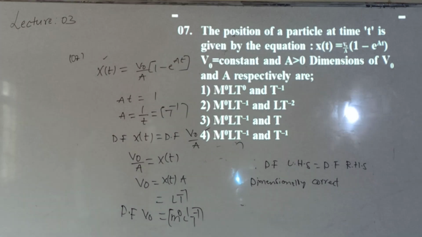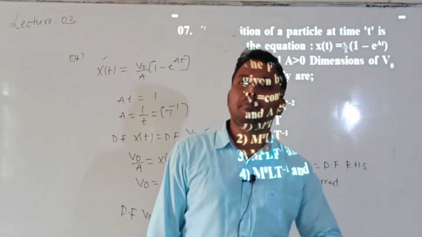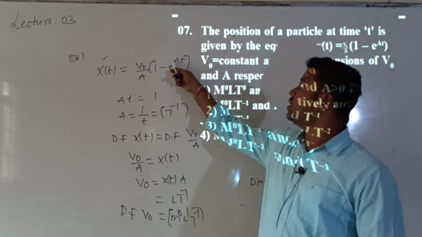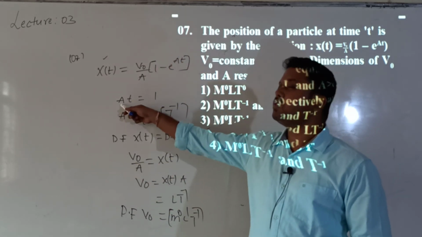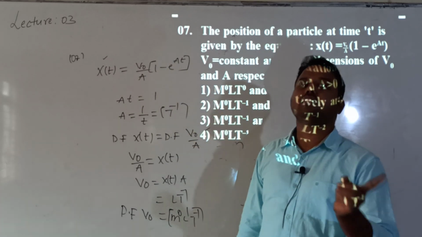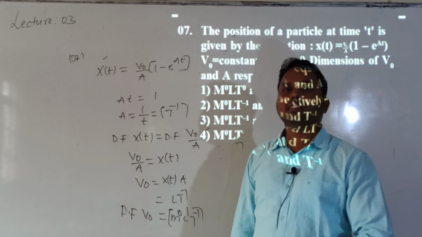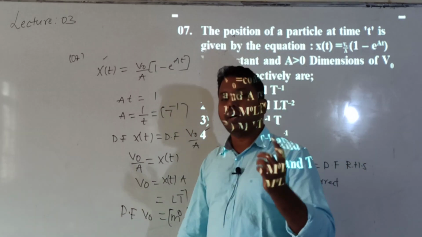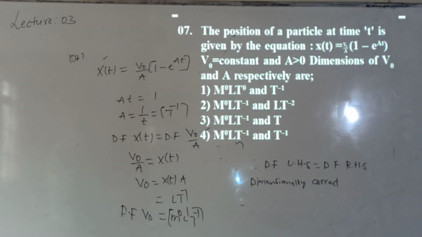Understood? Always, whenever an exponential function comes, first you make that exponential power value 1. For example, here bx is there, make the bx value 1. If az is there, make the az value 1. Are you getting it? So that is question number 7.